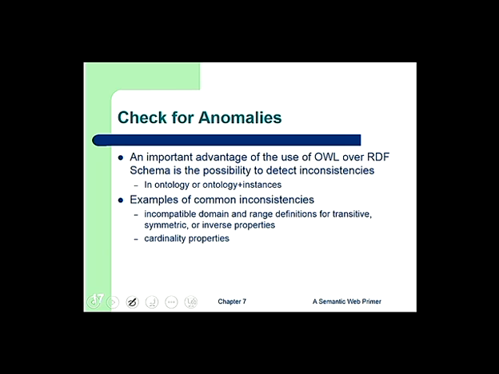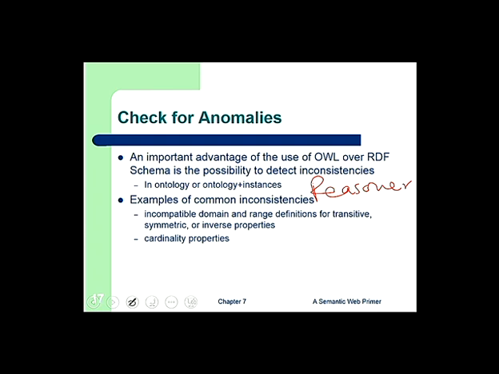So OWL, by using this formal semantics, we can use any reasoner. Okay, we can use any reasoner, just like our mind processes the things logically. Similarly, the OWL descriptions, they are processed logically by the reasoner, and it can find out the inconsistencies automatically.